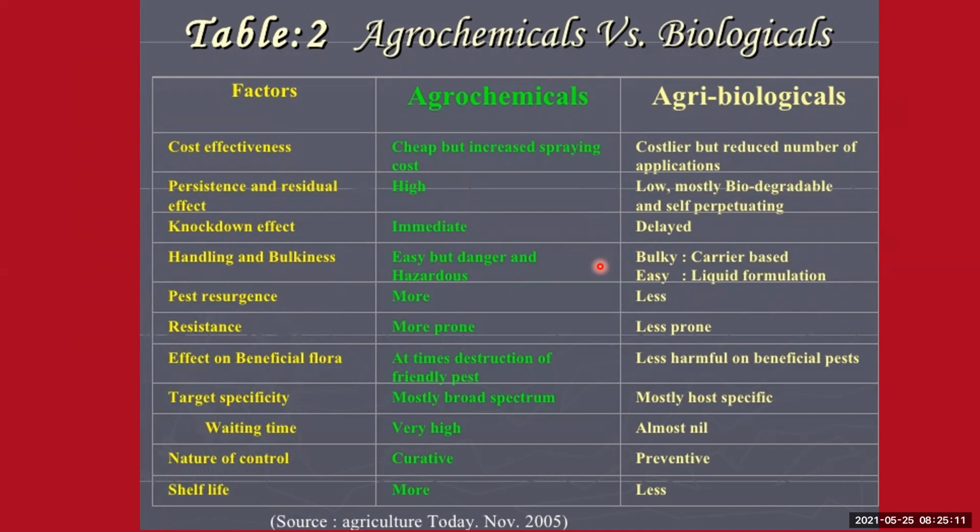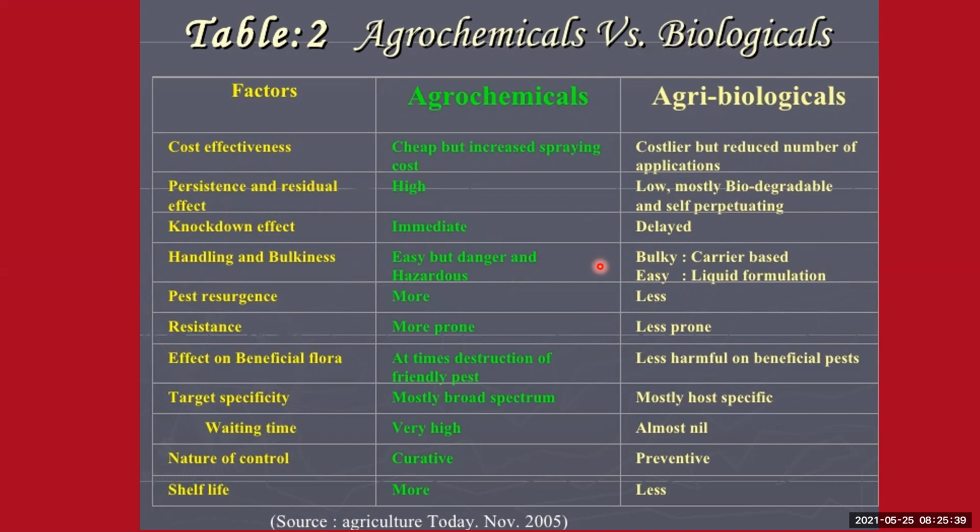Now, chemical pesticides, if you look at handling and bulkiness, though they are easy to handle, they are dangerous and hazardous. Biopesticides, though they are bulky because they are carrier based, are easy to handle. Pest resurgence is more in chemical pesticides as compared to biopesticides. Insects develop resistance to chemical pesticides very rapidly as compared to biopesticides.